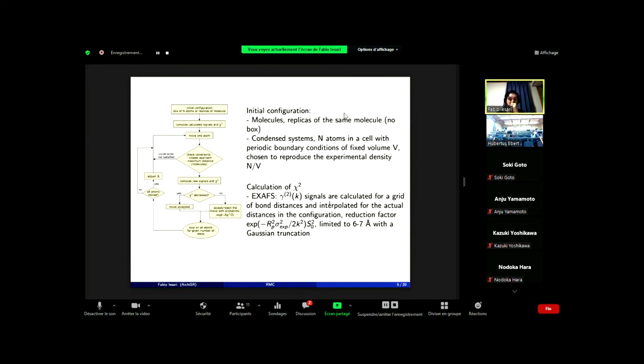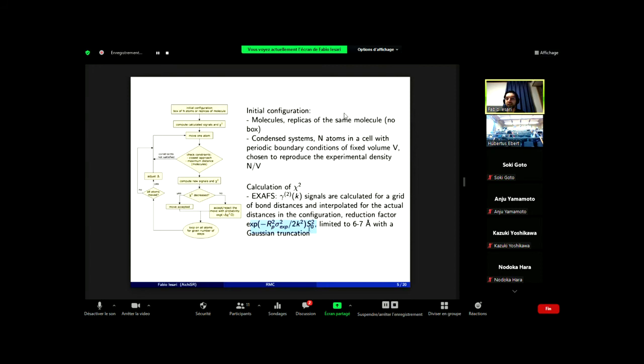And to do this, we pre-calculate the two-body signals for many distances, and then we interpolate this on the actual distances inside the system. This is just to speed up the calculation. Then, of course, we have this reduction factor.